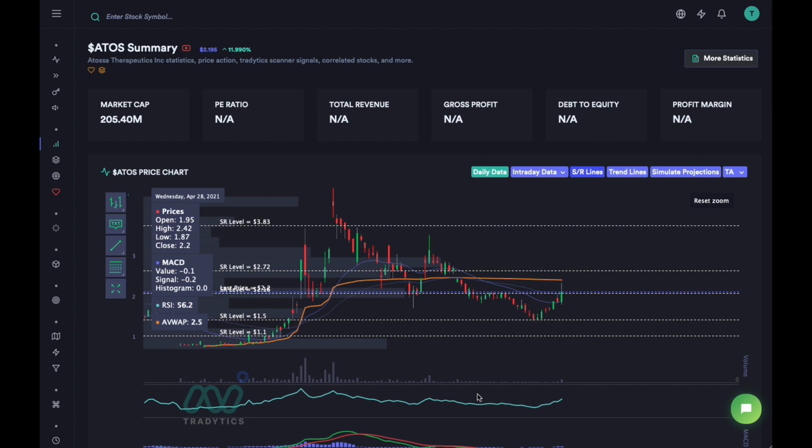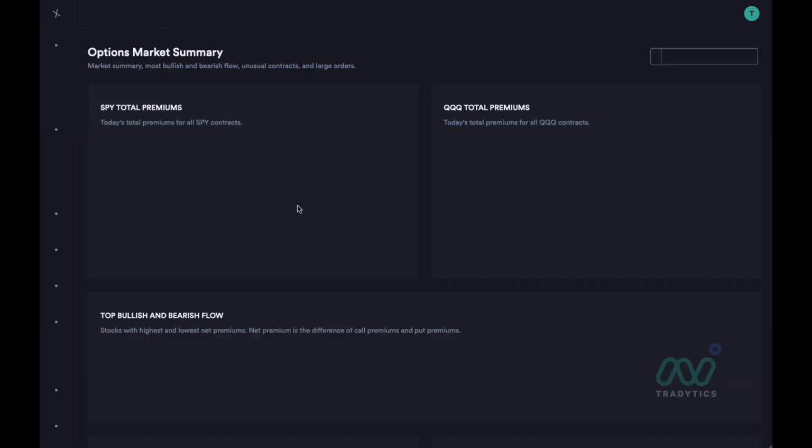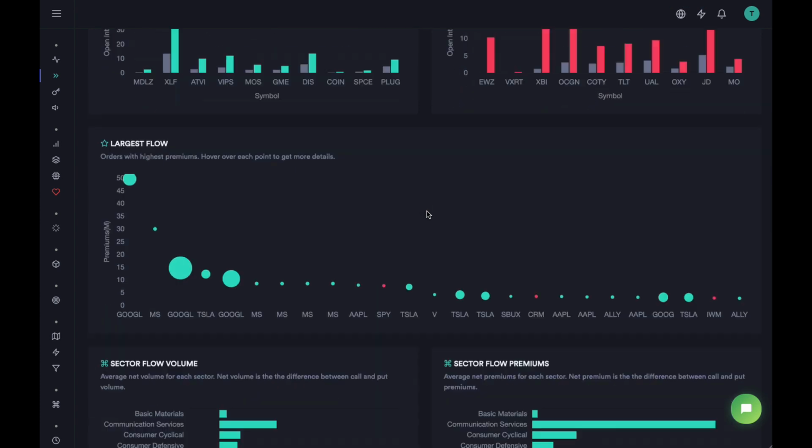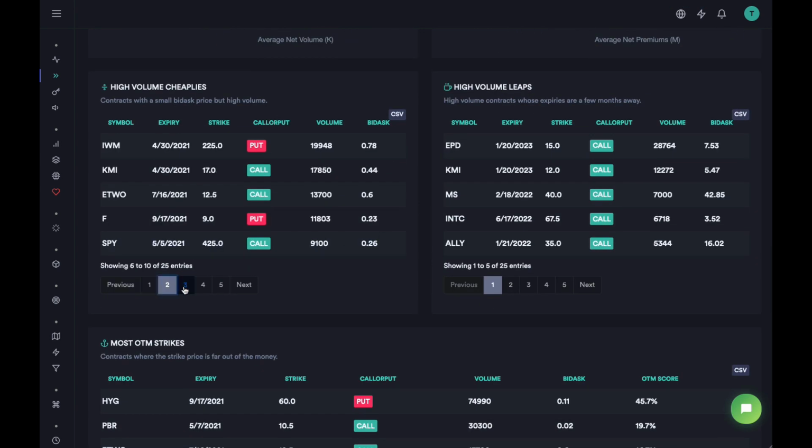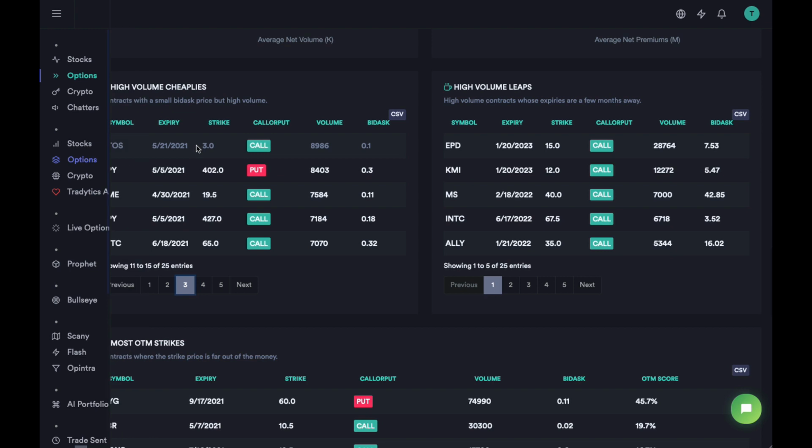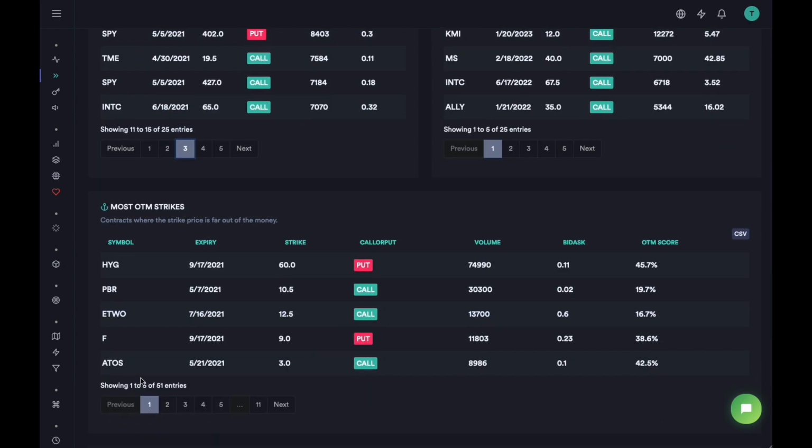But that's not just it. If you have seen some of our previous videos, and especially if you've seen the video on options market summary, we might find some things here. So we talked about high volume cheap LEAPS. You can see that there was a call contract for ATOS that had a very high volume and it was far out of the money. You might find it here as well, right? So this is about 42% far out of the money from the current strike price, which is quite a large difference, and there is about a 9k volume on it.